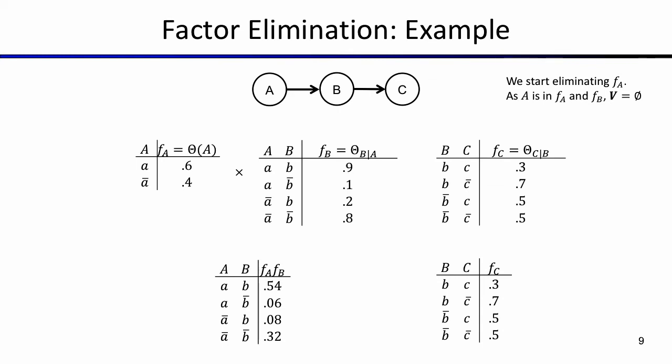For instance, this entry here mentions A true and A and B true. So we're going to multiply 0.6 by 0.9, which is 0.54. This entry here mentions A and not B. So we multiply this one by this one here: 0.6 times 0.1, which is 0.06, and it continues like that for all the entries. So we have as resulting factor the multiplication of the factor A and the factor B. That's why we are calling it FA FB.